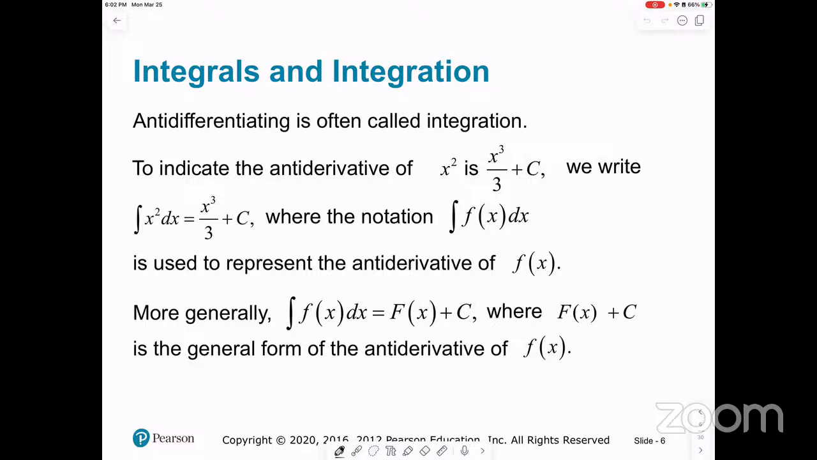To indicate the antiderivative of this function, which is going to be x cubed over 3 plus c, we write the integral of x squared dx is x cubed over 3 plus c. And again, we're going to explore how we calculate something like that, where the notation integral of f of x dx is used to represent the antiderivative of f. More generally, the integral of f of x dx is going to be the antiderivative F of x plus c, where F of x plus c is the general form of the antiderivative of f. Okay. So it's just kind of laying the stage.